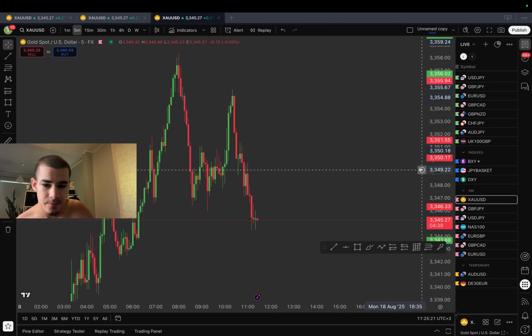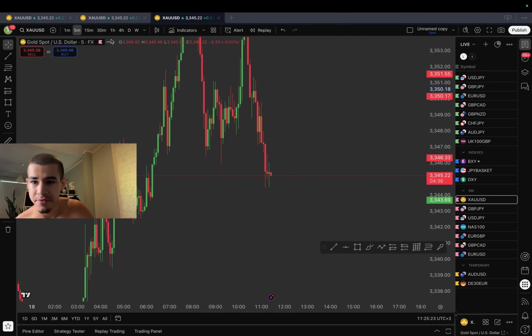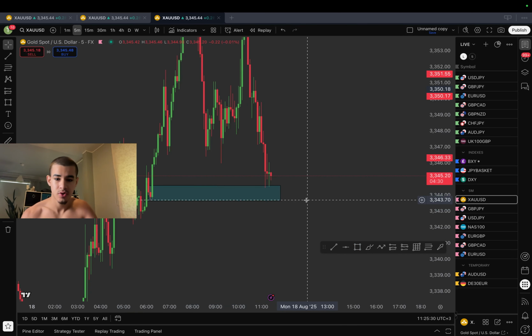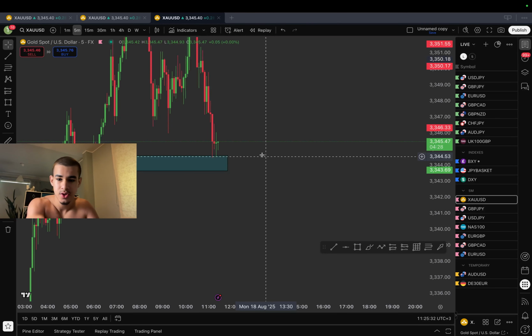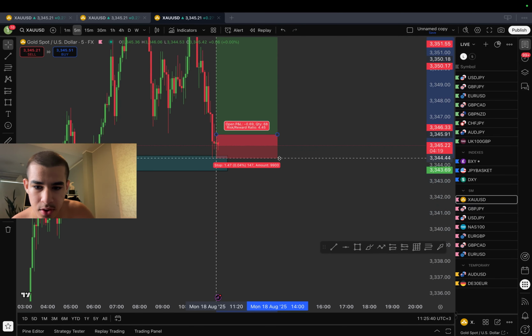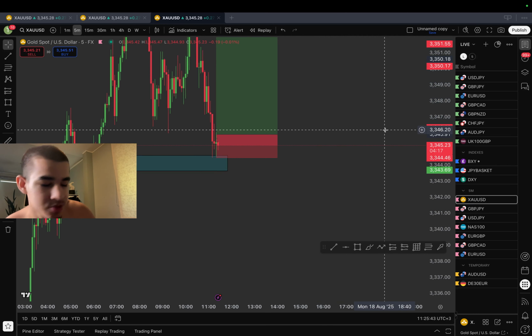Let's see. It looks a little bit different on the actual markets. As you can see, this is on TradingView. So we entered just about over here. There you go. Just like that. So that's a stop loss of 145.